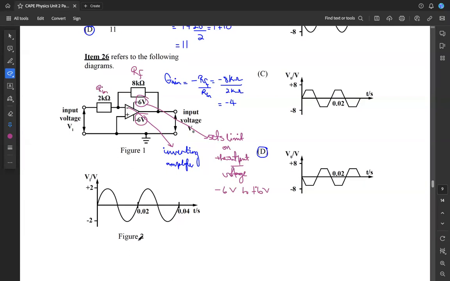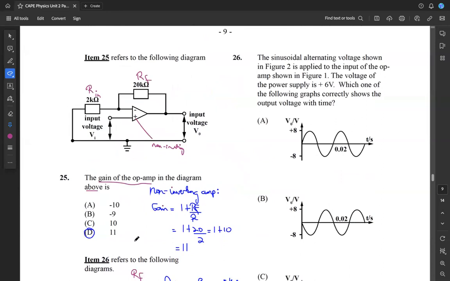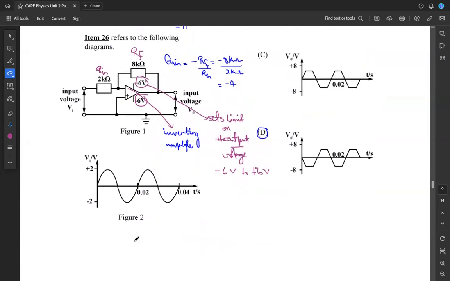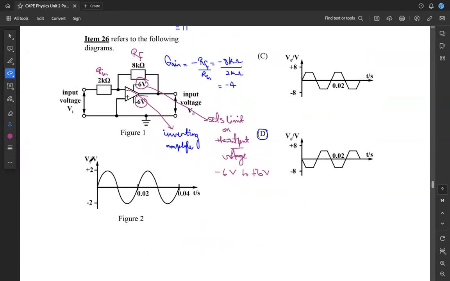So they're showing us figure 2 here, right? So let's see, did they tell us what figure 2 was? Okay, let's look at figure 2. Figure 2 is showing us an input V in, so it's showing us our input waveform. What we're inputting has this waveform here, where it has a peak voltage of plus 2 and a minimum of minus 2. It follows a sinusoidal wave, right? And the period is what? 0.02 seconds, right? So we have one complete wave in 0.02 seconds, okay? So those are key features to know.